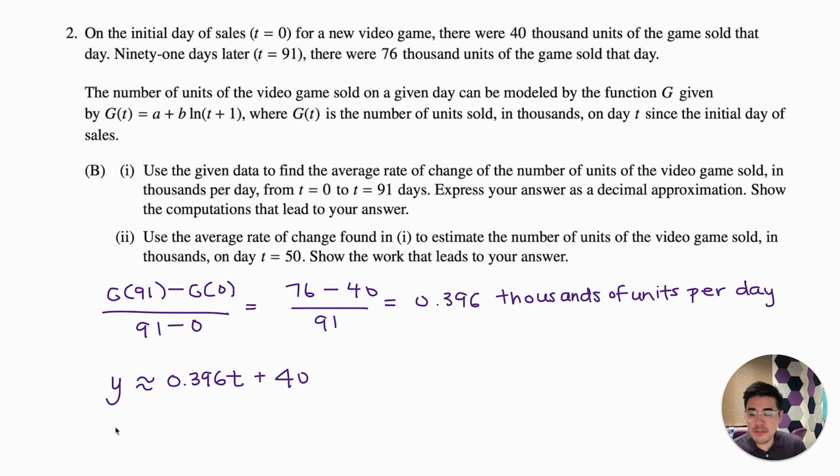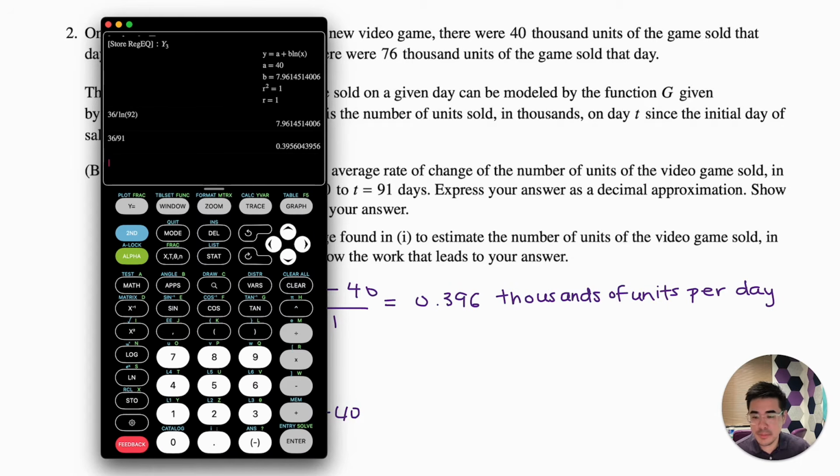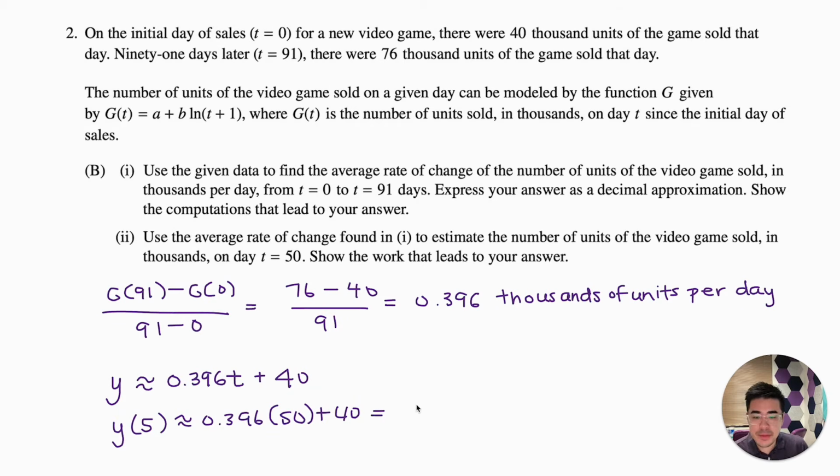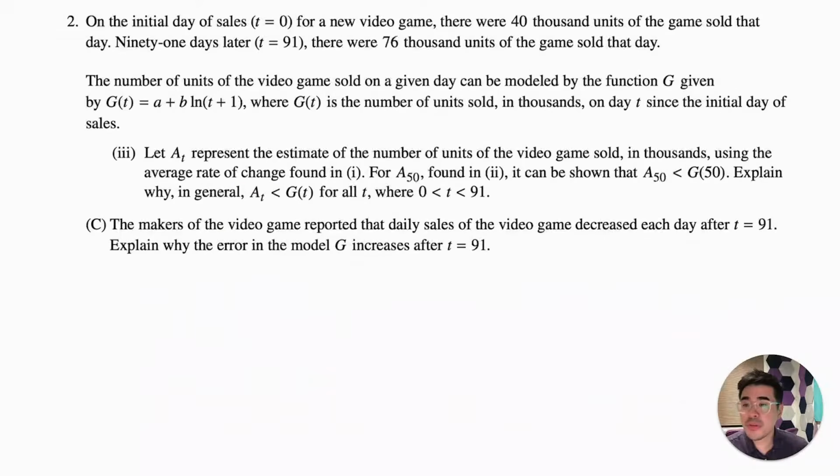So then if we plug in 50, then we could say y of 50 is approximately 0.396 times 50 plus 40. And then we're going to go ahead and plug that into our calculator. And so we get that's 59.8. So we can say 59.8 thousands of games. Another way you could do this is if you wanted to plot the regression line into your calculator, you could use this to make a linear regression and plug it into your calculator, but you could also do this by hand.